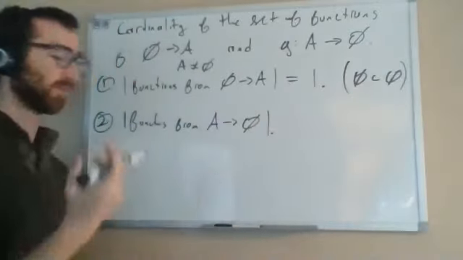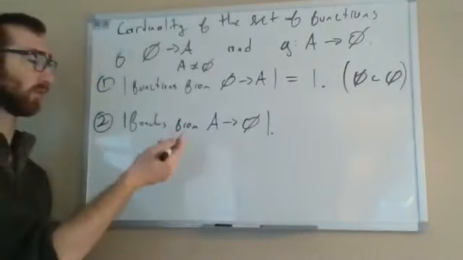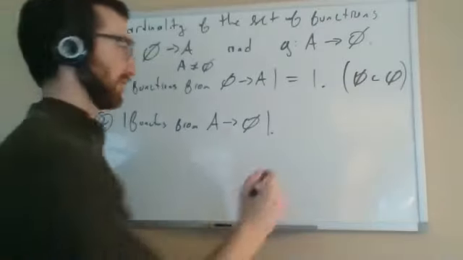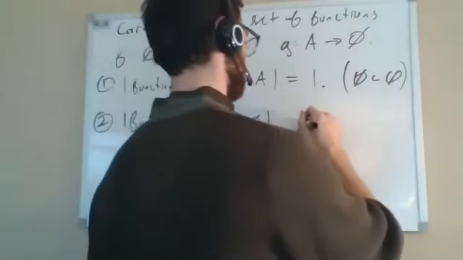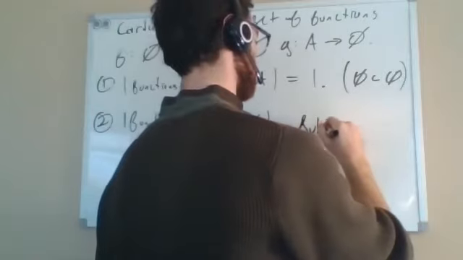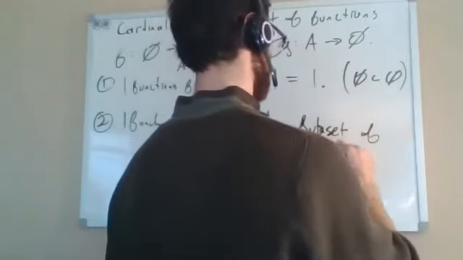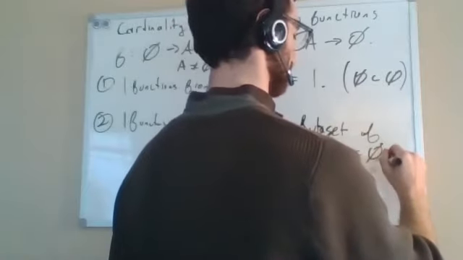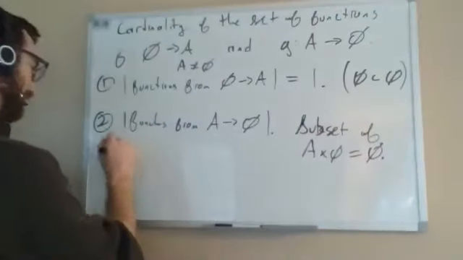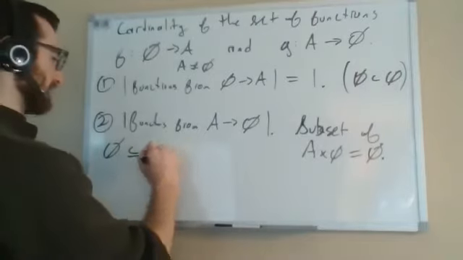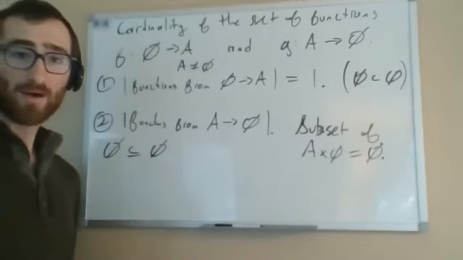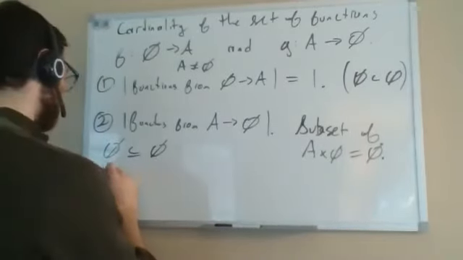Okay, so what is the first thing that we check for a function? That it's a relation. So I'm looking for subsets of A cross the empty set, which is equal to the empty set. Once again, the empty set is the only subset of the empty set. But now I have to check that it satisfies the relations.